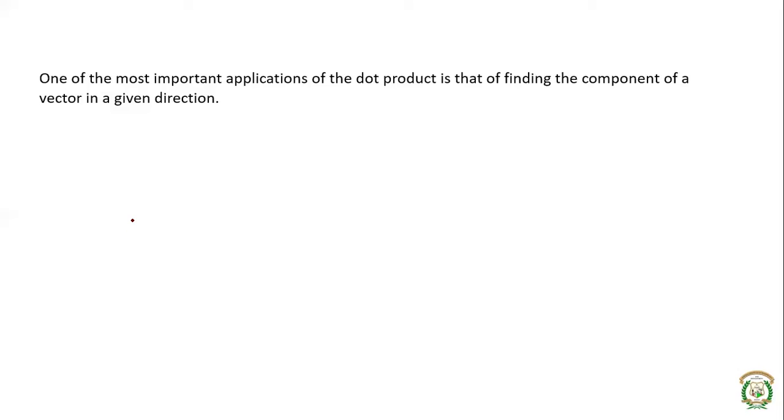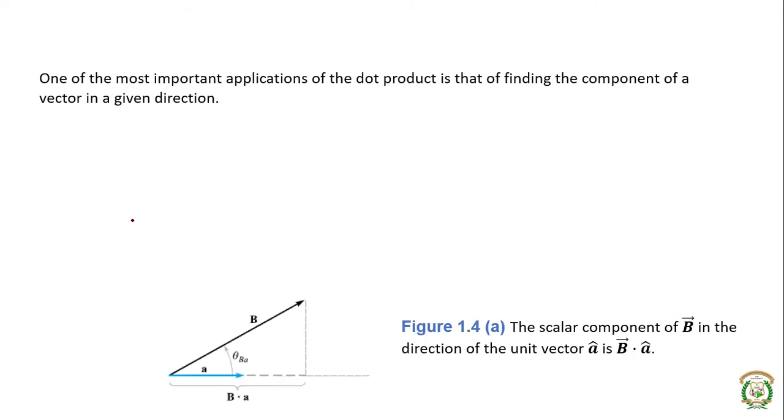So that component of the vector can be scalar or vector. Depending on what we are taking, some things will change. If you want to find the scalar component, suppose there is a vector b. So this is the vector b. You want to find the component of this vector b in the direction of this vector a. This is a unit vector a, in any random direction. So you want to find the component of b in the direction of a.